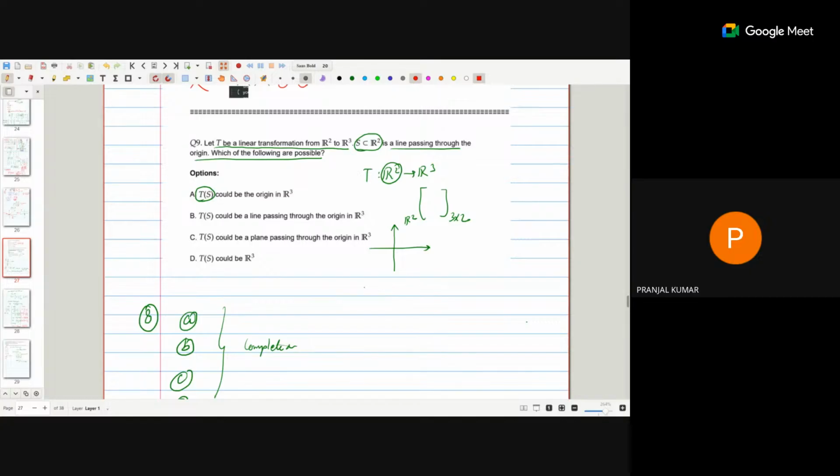So this is your S, and it is asking you for the image set of S. This T of S is not the image set of the whole of R2. It is only for this input set. Now, T of S could be the origin in R3, could be R3, could be a plane passing through the origin in R3, or could be a line passing through the origin in R3. It is asking whether these are possible or not.